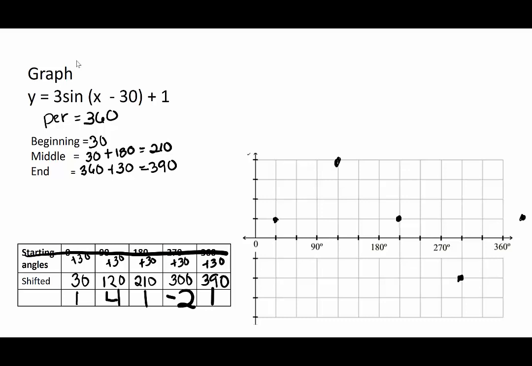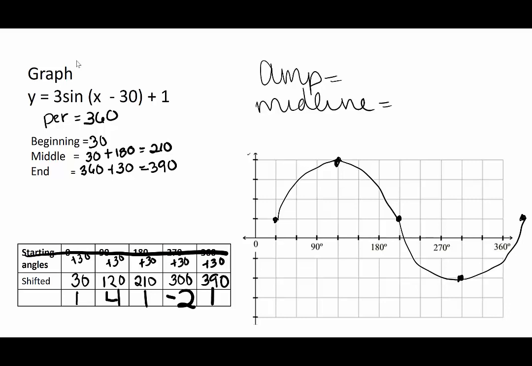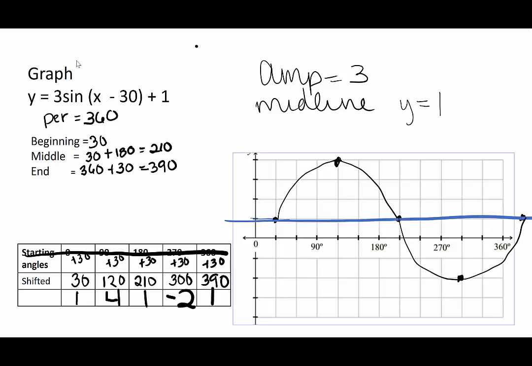So now we're going to graph the points, and there's our sine curve. We see that this sine curve has been shifted 30 degrees in the positive direction, and it looks like it's been lifted up 1. Let's look at the amplitude and the midline. We can see that the amplitude is 3. Our wave goes up 3 and then down 3. We've only graphed one cycle, but it would continue in this manner, up 3, down 3. The midline is the equation y equals 1.